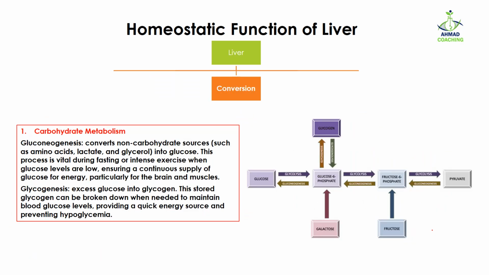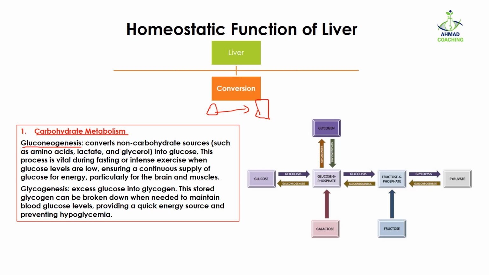The third homeostatic function of liver includes conversion. Conversion means that liver converts one thing into another different thing. The first conversion is carbohydrate metabolism. Carbohydrates are the compounds which contain carbon, hydrogen and oxygen. The first carbohydrate metabolism includes gluconeogenesis.